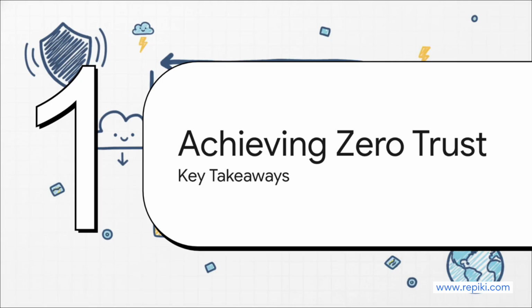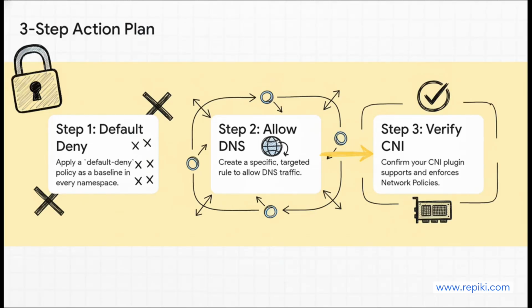Let's just wrap this all up with the key takeaways that you can use to go and secure your cluster today. Here is your 3-step action plan. It's super simple. Number 1, in every single namespace, start with a default deny policy as your baseline. Number 2, immediately follow that up with a very specific targeted rule to allow DNS traffic. And number 3, before you do anything else, go and confirm that your CNI plugin actually supports and enforces these policies.